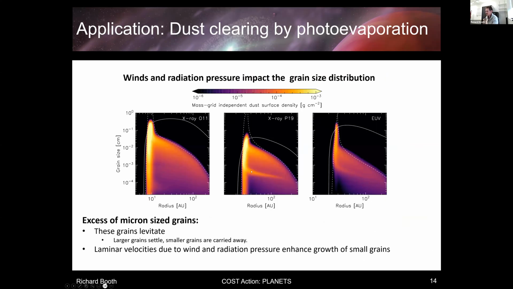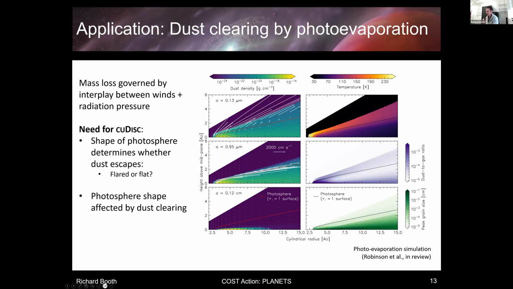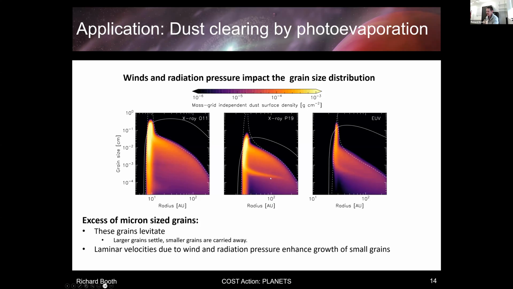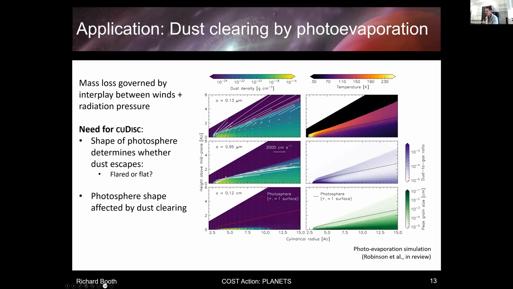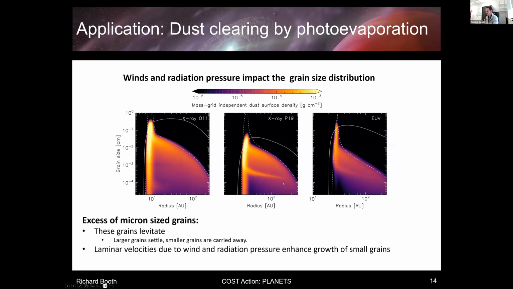When we did it, we also found some interesting results. We could get an enhancement in small grain populations, around a few micron sizes. This was driven by the fact that there is an equilibrium between dust grains being lifted up by the wind and settling. So there's a size that neither settles nor grows. This size that neither settles nor grows can be further populated by enhanced collisions due to the high velocities in the upper layers of the disk that are coming from the radiation pressure and the wind. So this is another area where the 2D structure provided surprising results.